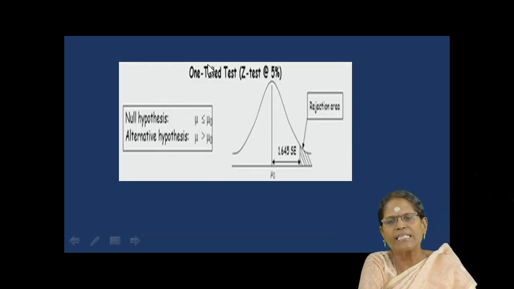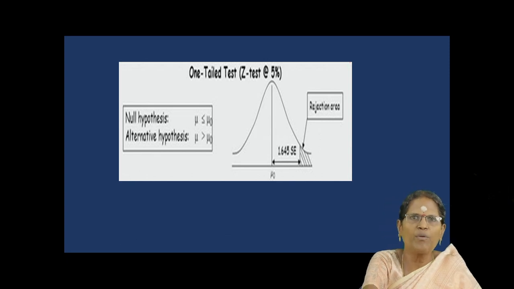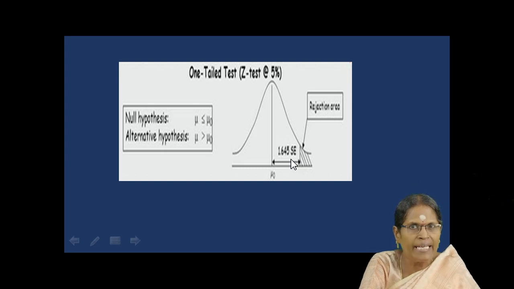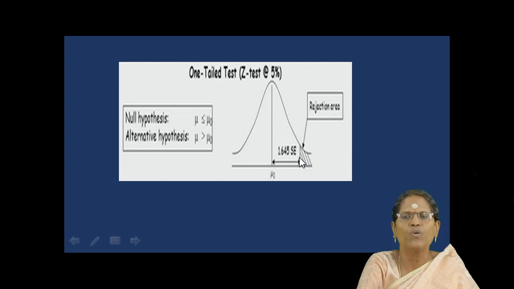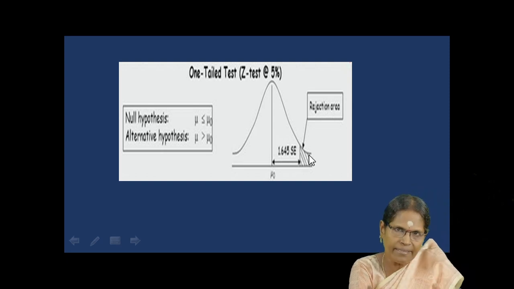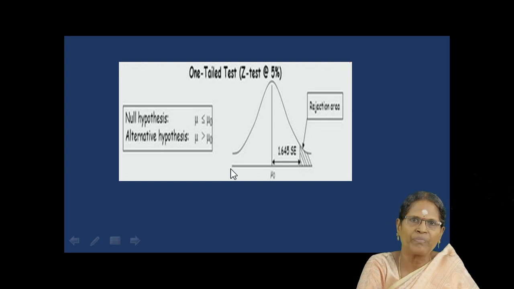On the other hand, sometimes the rejection area may be on only one side. So when the rejection area is on only one side of the normal probability distribution, it is termed a one-tailed test. Again, the one-tailed test may be either right-tailed or left-tailed. Here, right-tailed test is it.